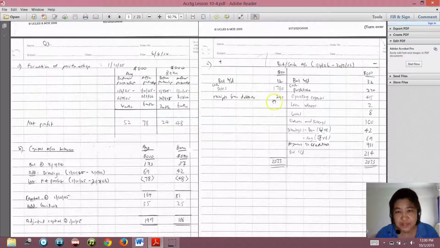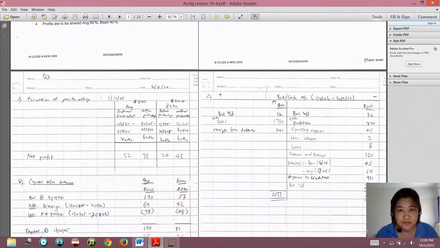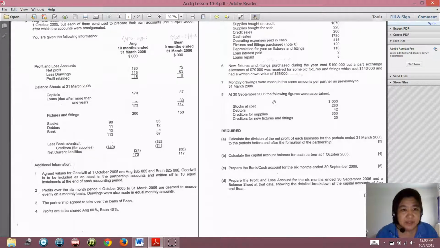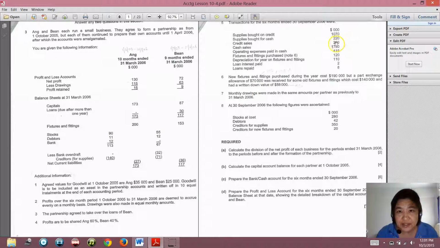So receipt from debtors is what we learned before. The beginning of the period is 31st March 2006. So you take 11 plus 12. This is the debtors at the beginning of the period. Add your credit sales at 260. Okay, 11 plus 12 plus 260. That would be what your debtors are supposed to be, assuming you paid nothing.